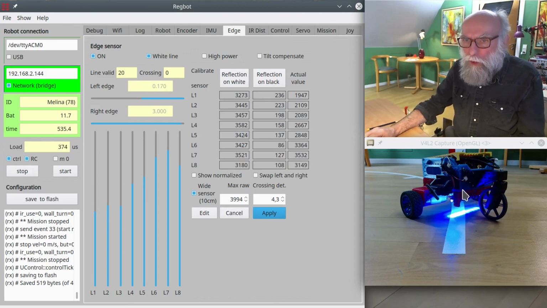If the sensor is further away from the ground, then it's more appropriate to use high power. But if we don't use high power, that means low power.